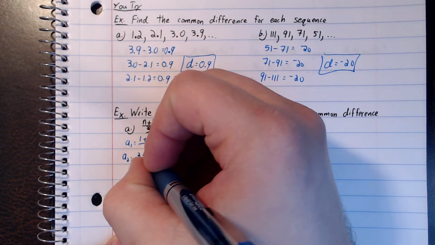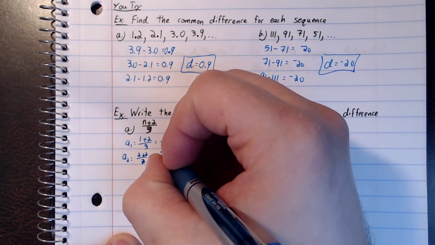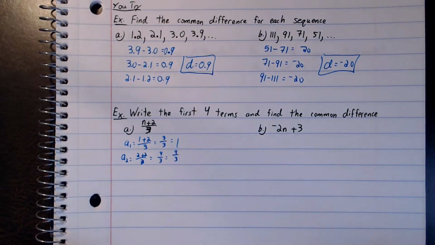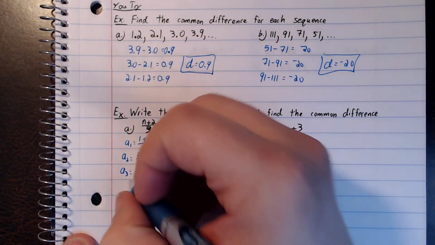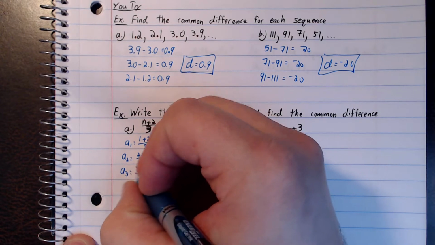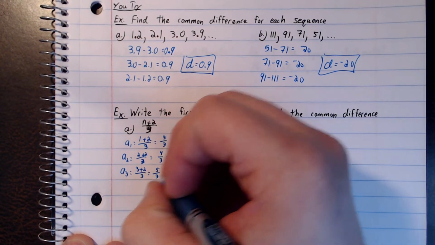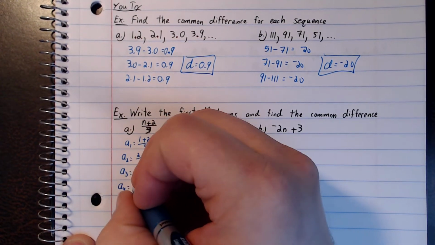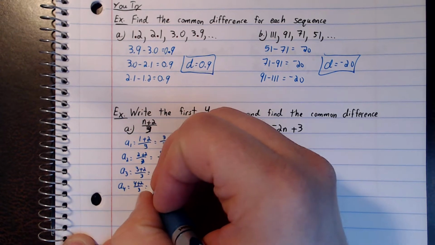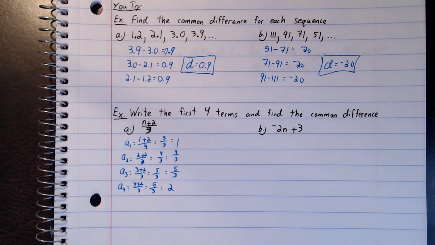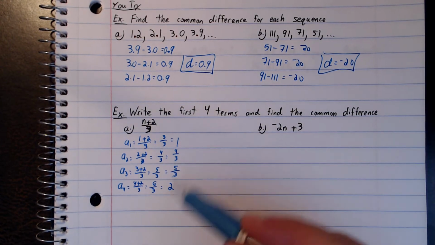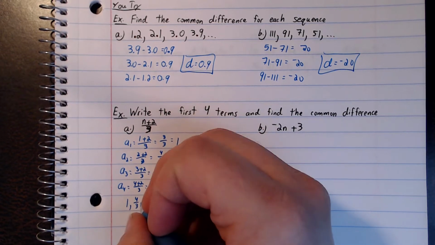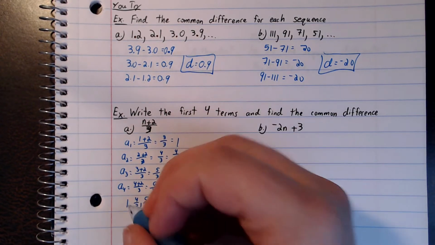Second term, we have 2 plus 2 over 3, so 4 over 3. That's not simplifying. Then we have 3 plus 2 over 3, which is 5 over 3. That's also not going to simplify. And finally, our fourth one, 4 plus 2 over 3 is 6 over 3, which is 2. Now, these are the first 4 terms that they were looking for: 1, 4 over 3, 5 over 3, and 2.